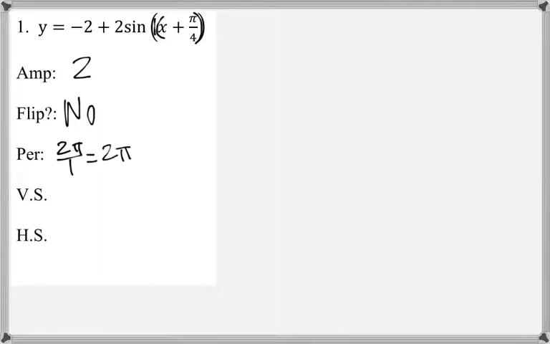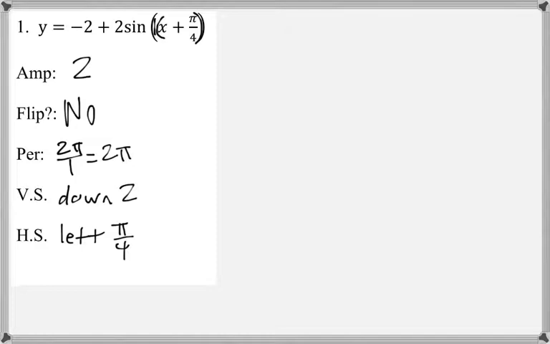The vertical shift, we have a -2 here, so that is down 2. And the horizontal shift, we have a plus pi over 4 here, so that would be to the left pi over 4. And they want us to graph this from 0 to 2 pi.